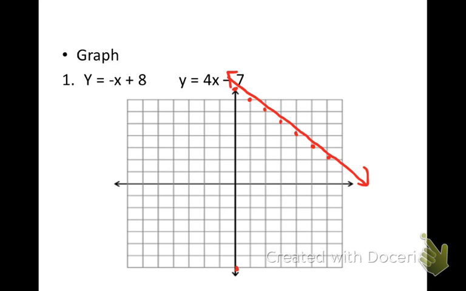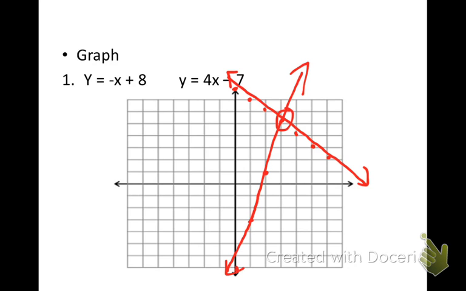And our slope is 4, so rise 4, 1, 2, 3, 4, and right 1. Rise 4, 1, 2, 3, 4, and over 1. Draw our line. Oops, kind of missed my bottom point. Not a very straight line there.